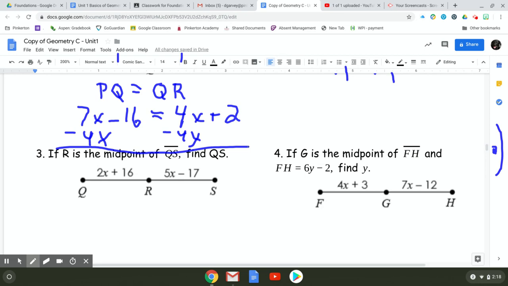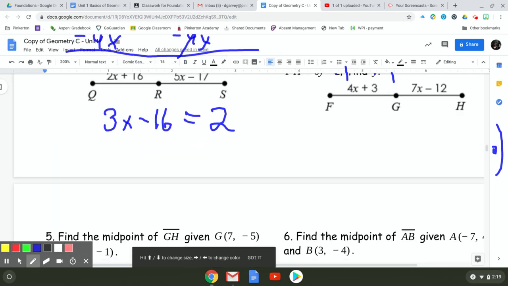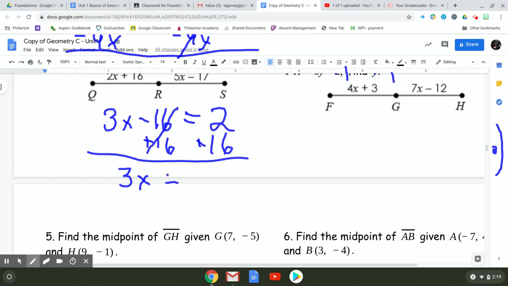So 7x minus 4x will be 3x. I'm still going to have this minus 16 here. That's going to equal, well, my 4x minus 4x will go to 0, so I can just cancel those out, and that'll equal 2. Now, I still want to get x alone, so I'm going to have to add 16 to both sides. And now on this side, I'll have 3x. Again, negative 16 plus 16 is 0, and then this will equal 18.